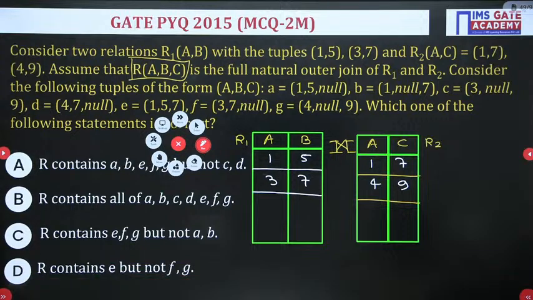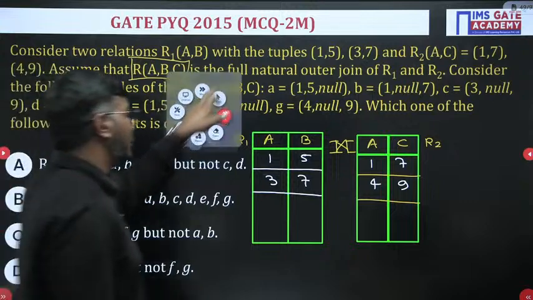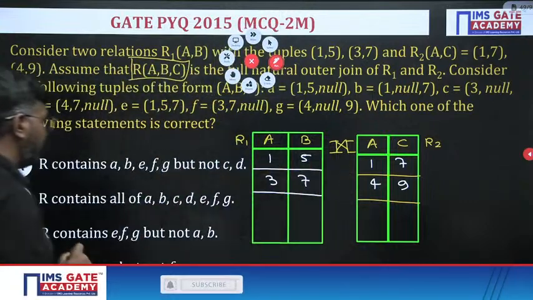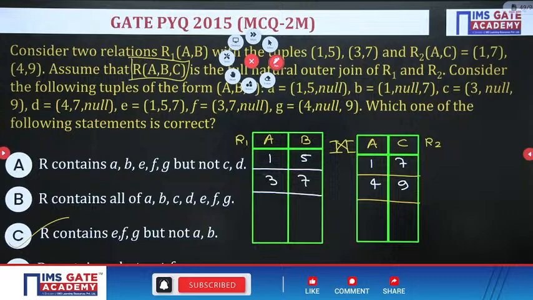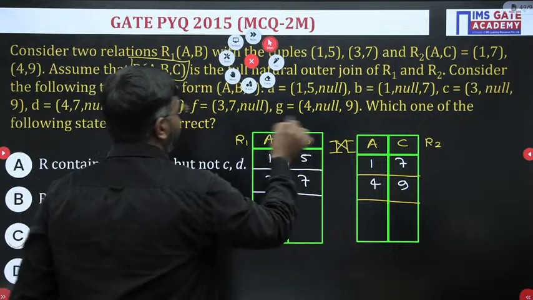Option C, R contains E, F, G but not A, B. Very good, already solved in the classroom. If you understood it, very good. It means option C is the right answer. Okay, here it is easy only. Let's quickly find it one more time.